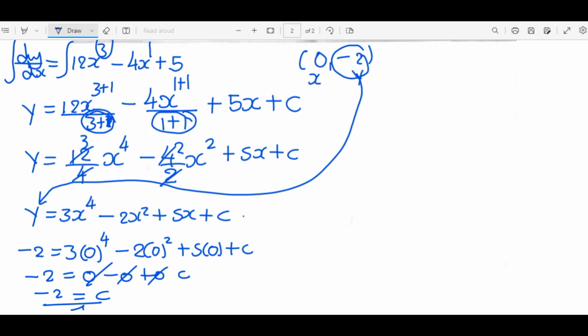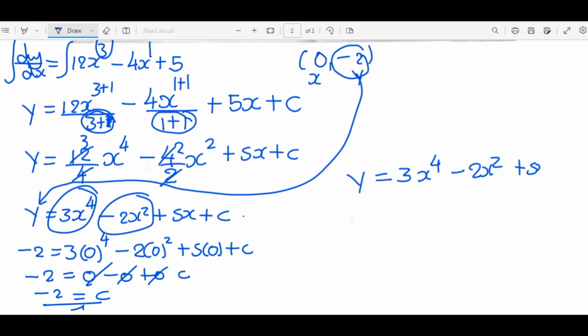So our final equation of our curve is y is equal to 3x to the power 4, this part, minus 2x squared, this part, plus 5x, this part, then minus 2, the value of c. So this was the equation of the curve.